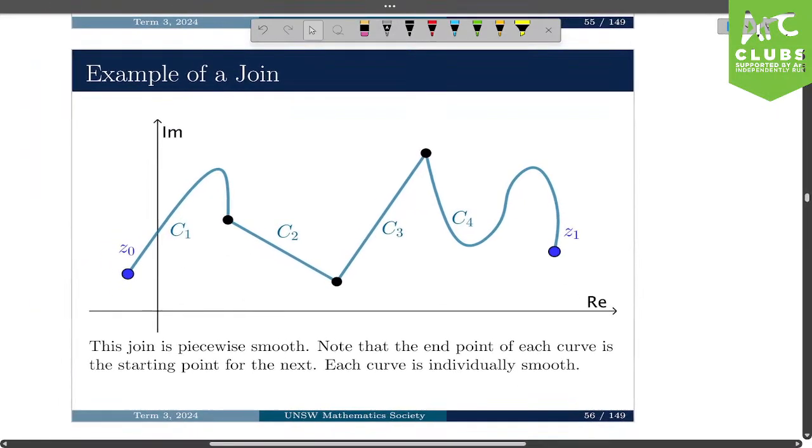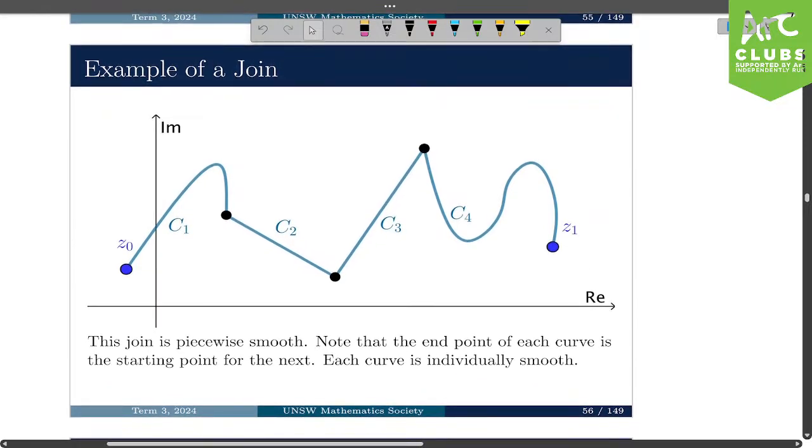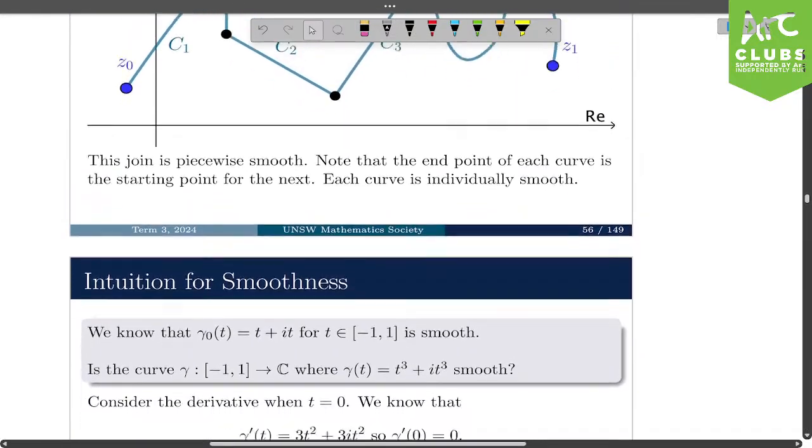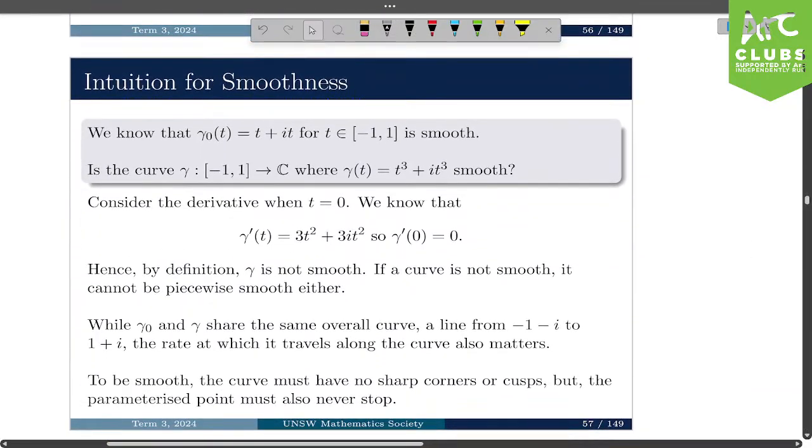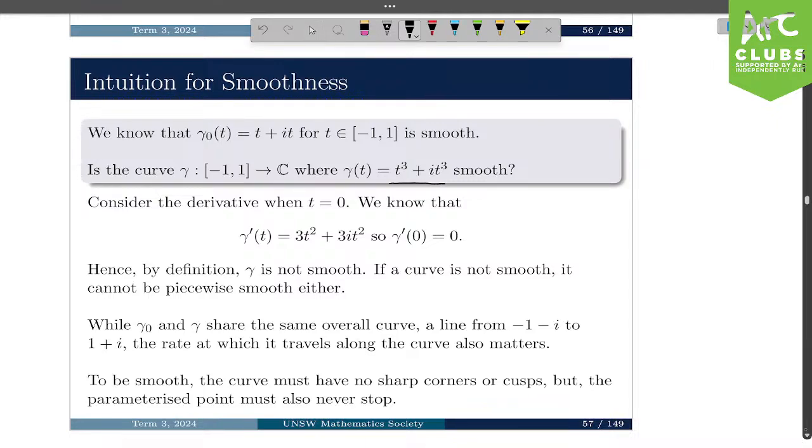So here's an example of a join. This join is piecewise smooth because each of the pieces is smooth. Here we have to verify whether this function t cubed plus i t cubed is smooth. The one thing we have to check is that the derivative exists across the input space and that the derivative is never 0. The derivative does exist. It's equal to 3t squared plus 3it squared. But unfortunately, if you plug in 0, then the derivative would be 0. So this curve is not smooth.